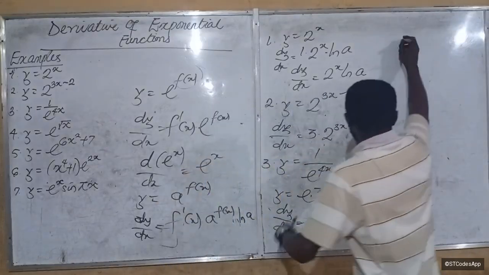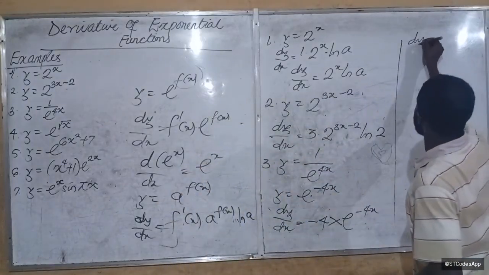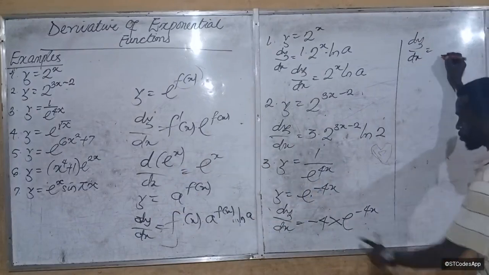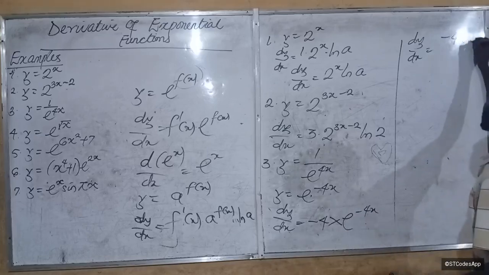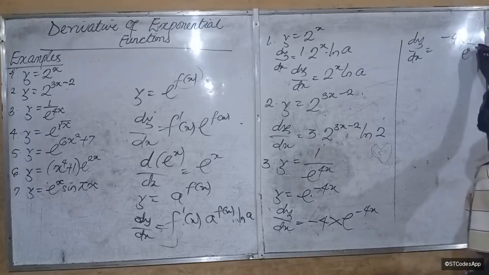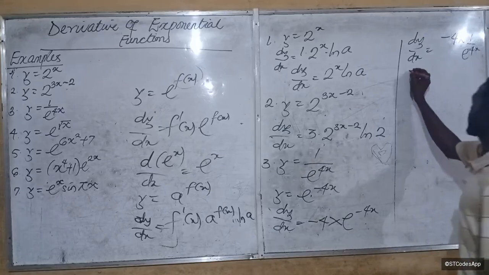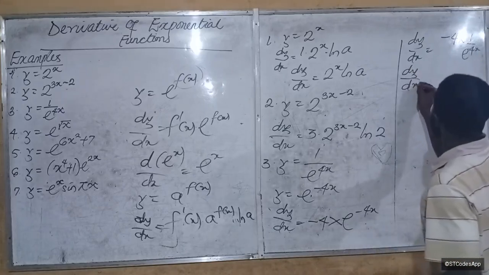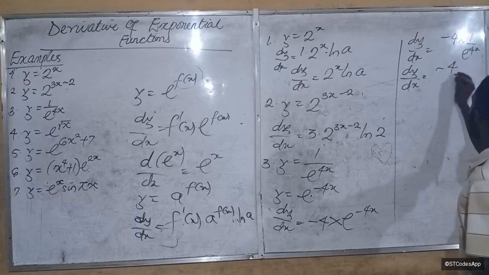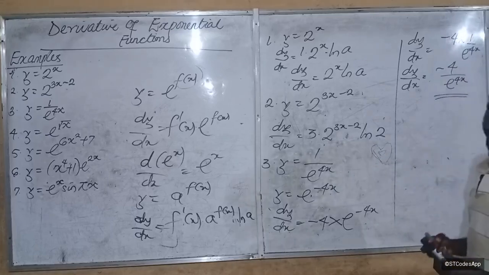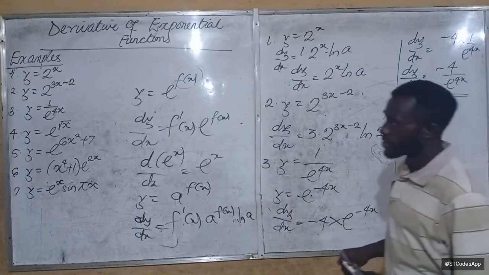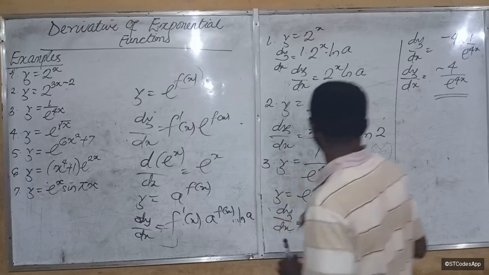So we can write this as dy dx is equal to minus 4 multiplied by, the time we rewrite this, it becomes 1 over e to the 4x. So that dy dx will be equal to minus 4 over e to the 4x. And that will be the answer. Is that clear? Alright, let's solve number 4.